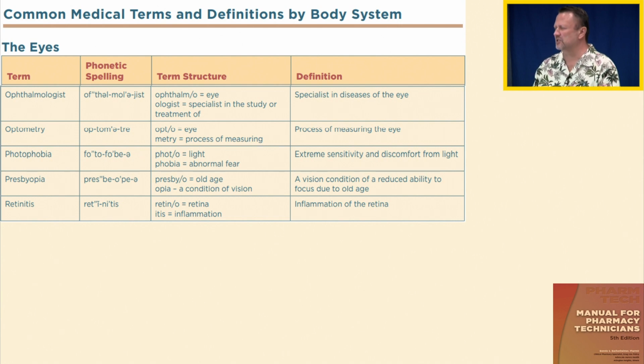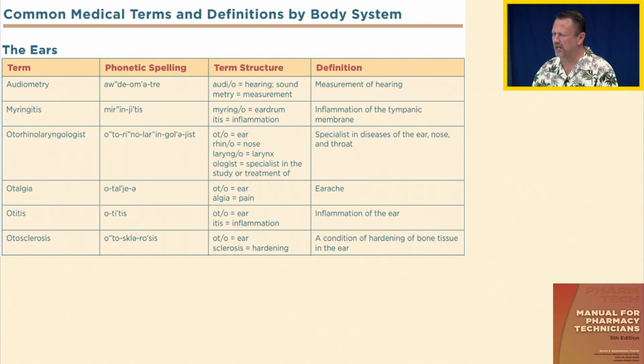An ophthalmologist is a specialist of the eyes. Optometry means the process of measuring eyes. So an optometrist is someone who measures your eyes for corrective lenses. Photophobia means pain or sensitivity to light. Presbyopia, presby as in slow or old age, opia, means it's really difficult to change focus as you get older. You get stuck in one focal plane, like when you're looking at the phone, and then it's hard to see distance. Retinitis is inflammation or infection, inflammation of the retina.